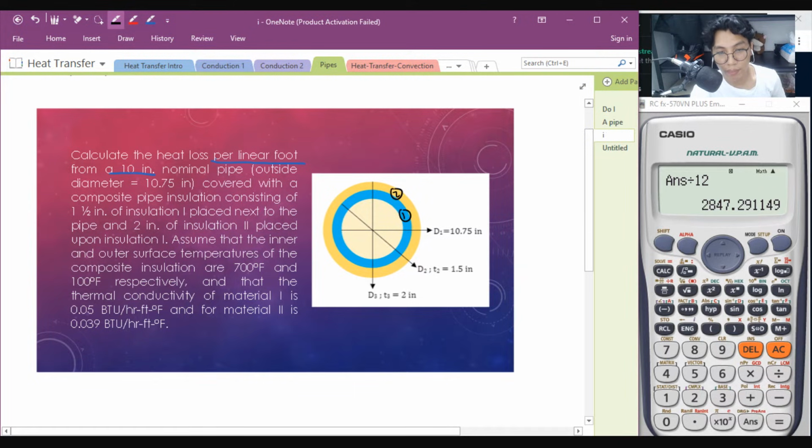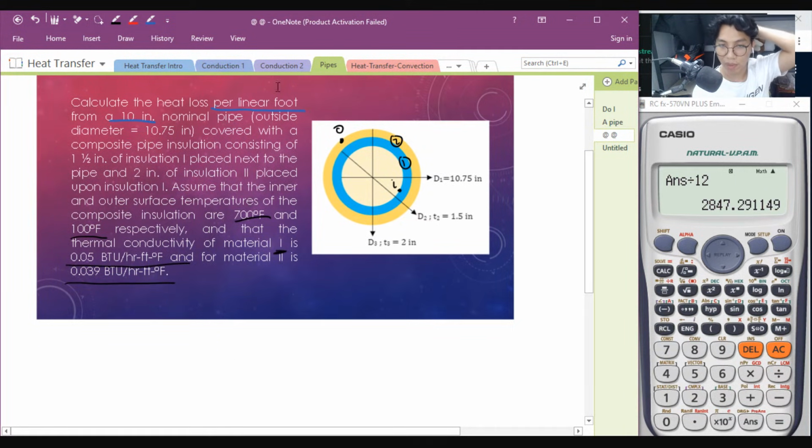This is 2. Okay. Assume that the inner and outer surface temperature of the composite insulation, inner first, is 700 degrees Fahrenheit. That's here, 700, inner. And then outer, here, that is 100 degrees Fahrenheit, respectively. And that the thermal conductivity of material 1 is 0.05 BTU per hour feet degree Fahrenheit, and then the other one is 0.39 BTU per hour feet degree Fahrenheit.